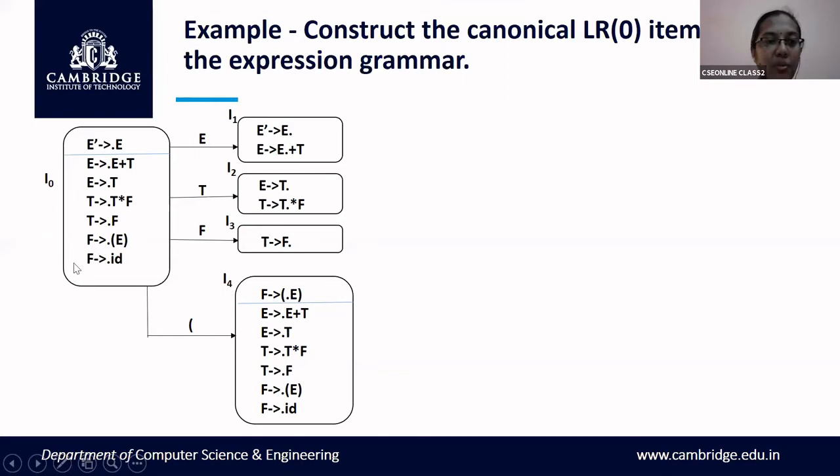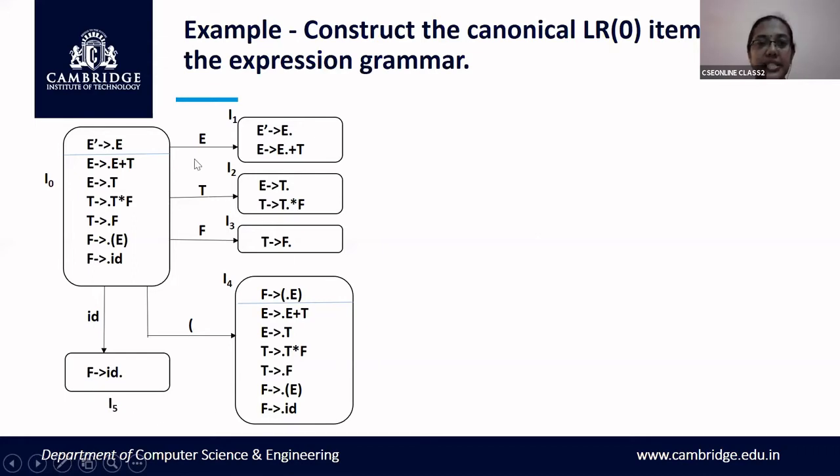Now I am left with one more production rule here. F derives dot ID. Can I move dot one position towards the right hand side? Yes, I can move. On which symbol can I move? On the symbol ID. On symbol ID, I can move the dot one position towards the right hand side. Now what does it become? The new production is F derives ID dot. ID dot is present on the rightmost side. So you need not worry about the closure or the go to. That is the end of this state and I name this state as I5.